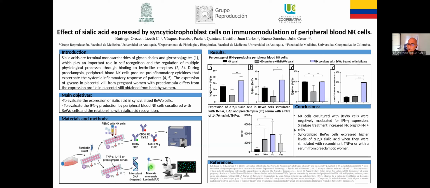The conclusions of our work were that NK cells co-cultured with BeWo cells, namely the bright subset, were negatively modulated for interferon gamma expression. Sialidase treatment increased the NK bright interferon gamma positive cells. Syncytialized BeWo cells expressed higher levels of sialic acid when they were stimulated with recombinant TNF or with a serum from preeclamptic women.